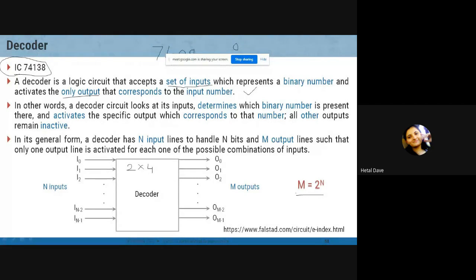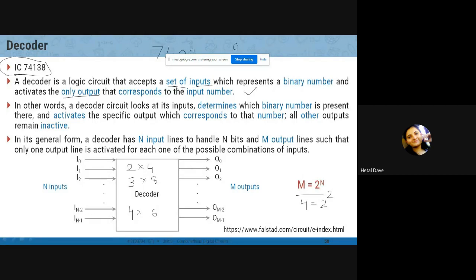Here 4 is m, and n is the input. Inputs are 2, so the output is decided by the number of inputs. Let's say if inputs are 3, then output lines will be 8, so it is called a 3 cross 8 decoder. If input lines are 4, then output lines will be 16, so it is called a 4 cross 16 decoder. So different kinds of decoders are available, and the name of the decoder is given depending on the input and output lines.